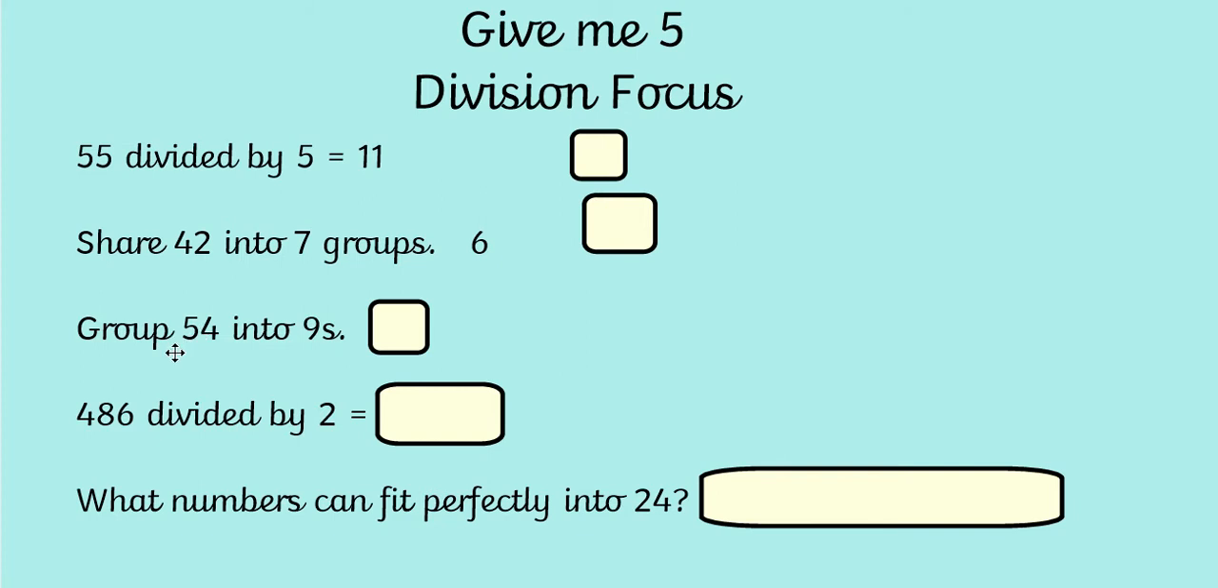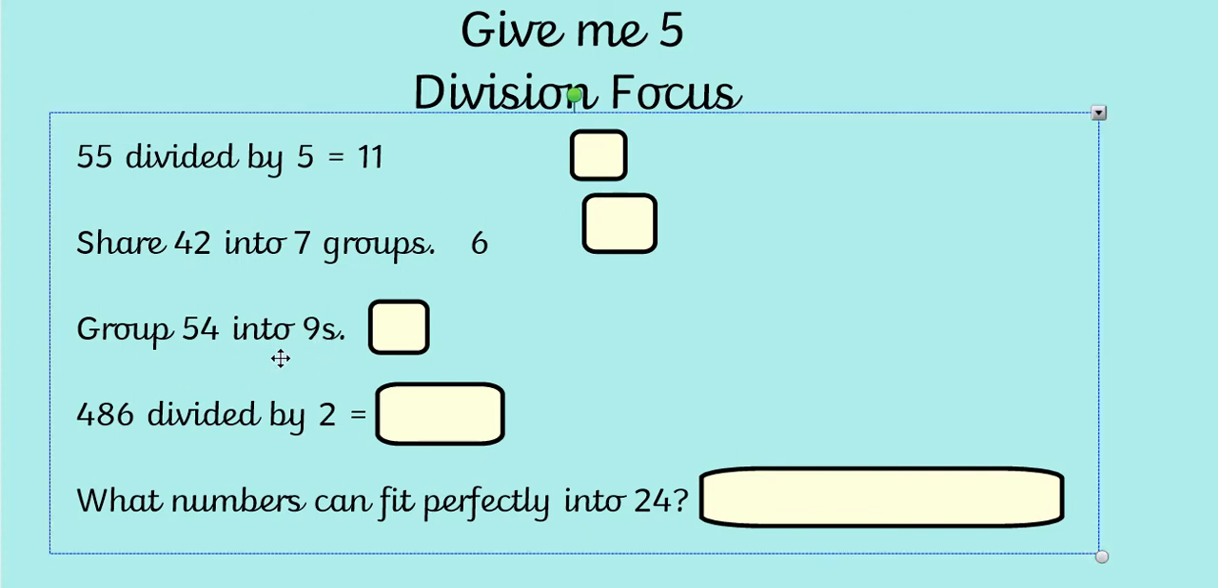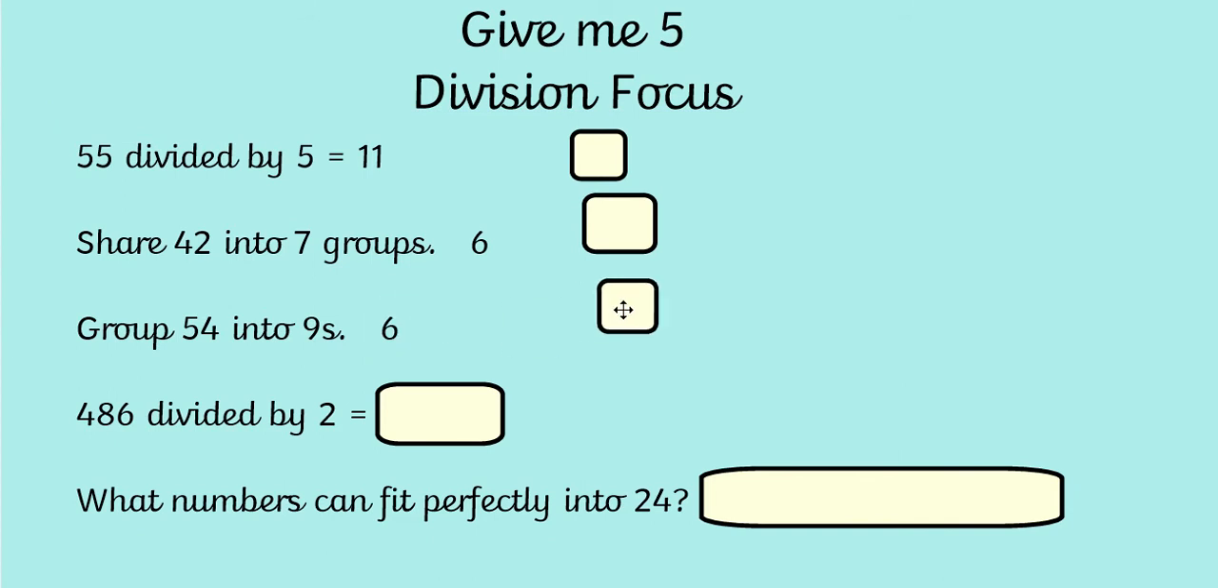Okay, next question, we are grouping now. Group 54 into 9s, which means we want 9 in each group. Okay, and work out how many groups there are. Also, if we know our 9 times table, we'll be able to work this out. So 54 divided by 9, I know that that is 6 again.